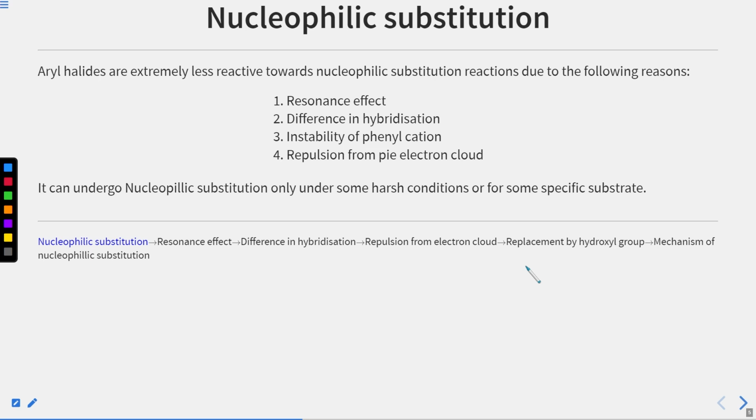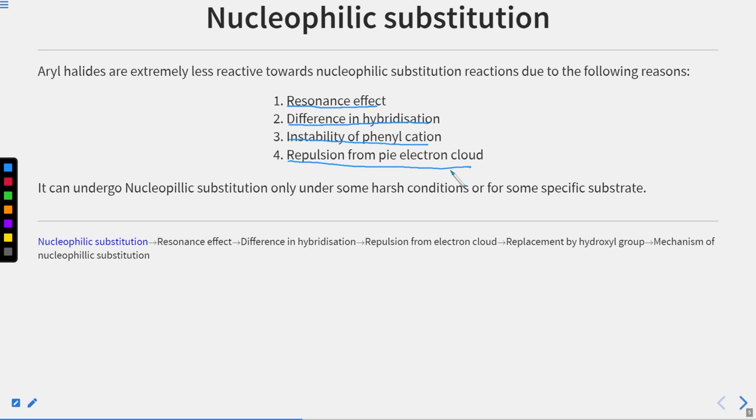Now the factors responsible for this lower reactivity of aryl halides towards nucleophilic substitution: the first one is resonance effect, the second one is difference in hybridization, the third one is instability of the aryl cation, and the fourth one is repulsion from the pi electron cloud. We will see each of these one by one.